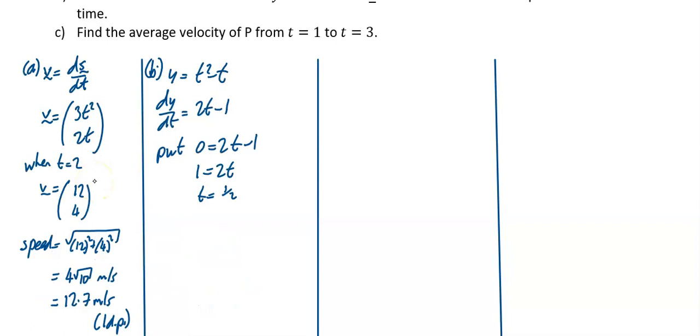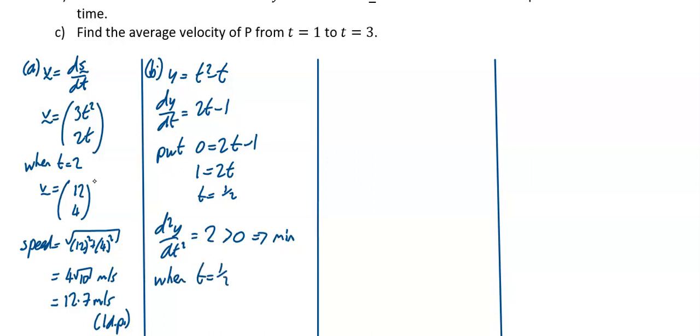Okay, just to be guaranteed to get your full marks, we just need to check. So d2y by dt squared, and if you do that you get 2, which is greater than 0, which implies it is a minimum. Okay, and then the question said find the displacement at this time of a minimum y value.